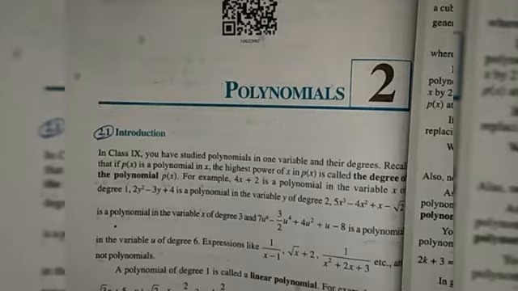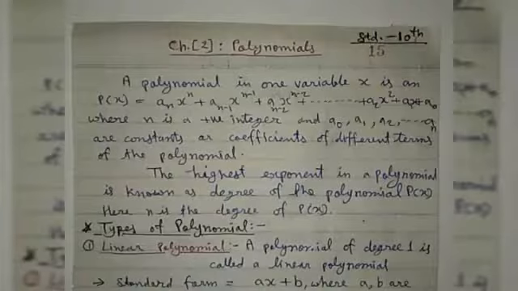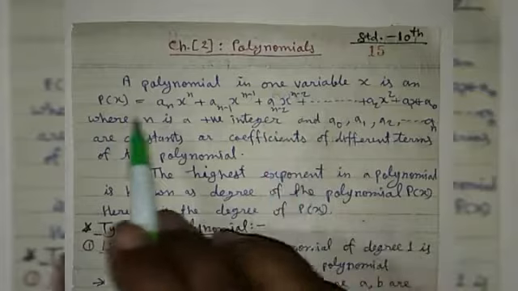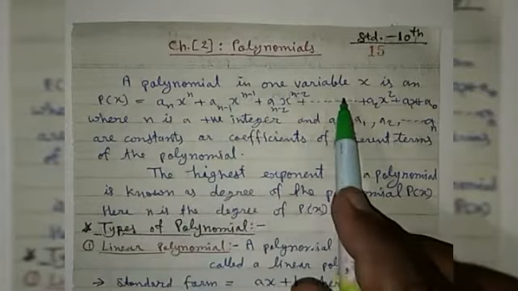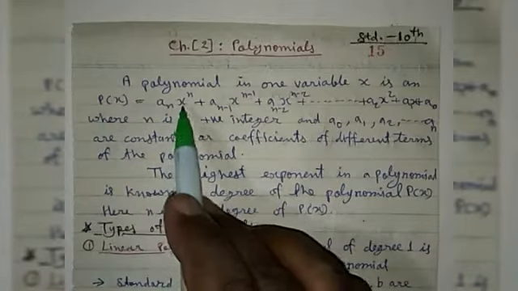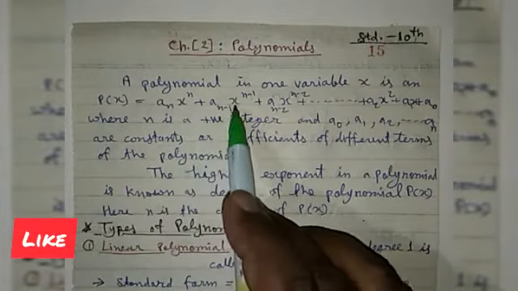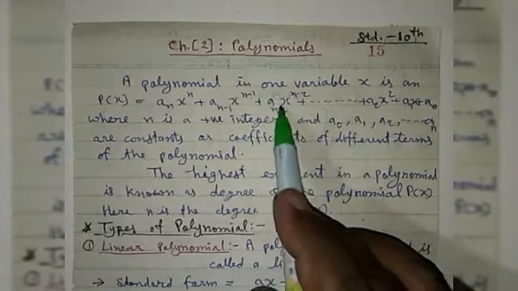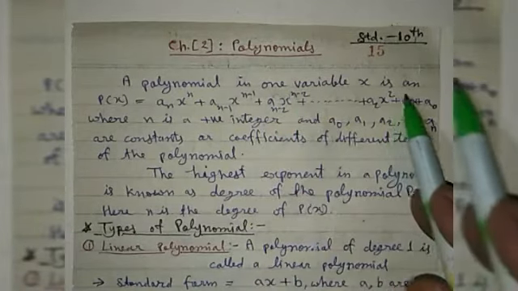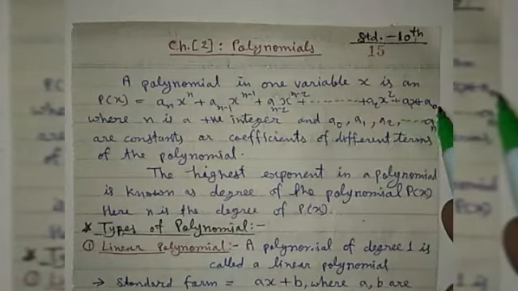Hello students, today we will start a new chapter of standard 10th NCERT book. Chapter number 2 is polynomial. As you have learnt in standard 9th also about polynomial, a polynomial in one variable x is p(x) equal to a_n x^n plus a_(n-1) x^(n-1) plus a_(n-2) x^(n-2) plus and so on, a_2 x^2 plus a_1 x plus a_0.